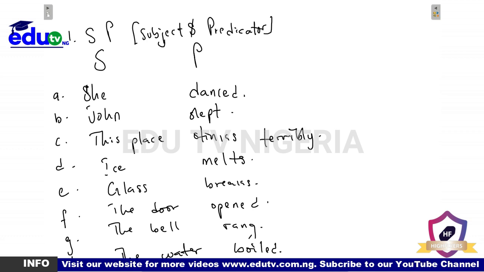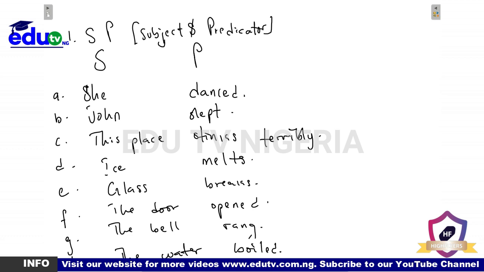Do you get it? I could say that. So saying that this place stinks terribly means that I have given it an adverbial. However, that adverbial is known as an optional adverbial, optional in the sense that without it, the sentence is still complete.